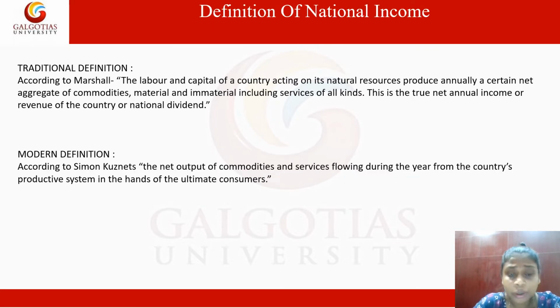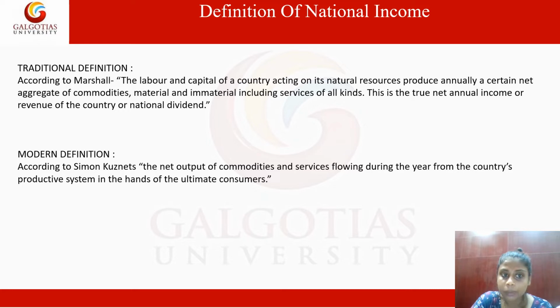Also, we have two definitions for national income. One is the traditional definition, another one is the modern definition. First, the traditional definition was given by Marshall. He said the labor and the capital of a country acting on its natural resources produce annually a certain net aggregate of commodities, material and immaterial, including services of all kinds. This is the true net income, annual income or revenue of the country or national dividend. So as per Marshall, the labor and the capital of a country acting on its natural resources, produced annually, will be calculated as national income.